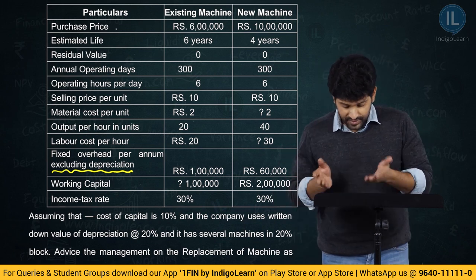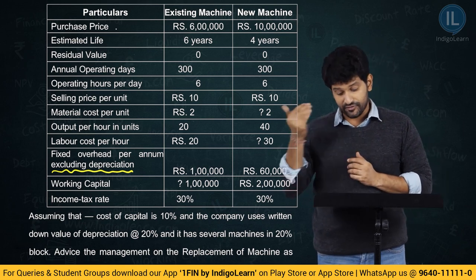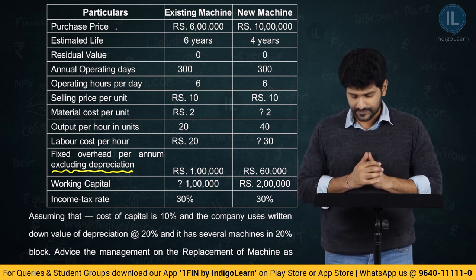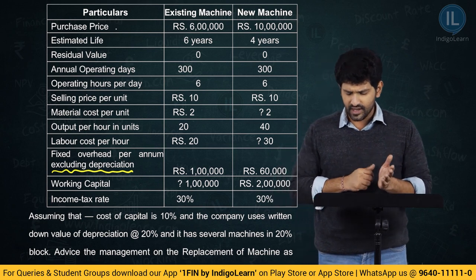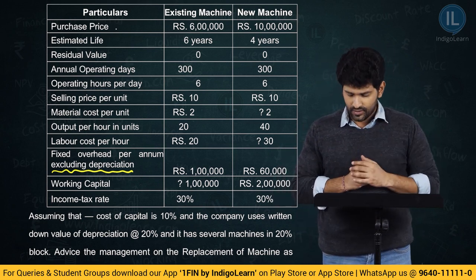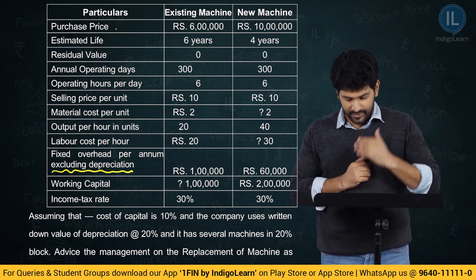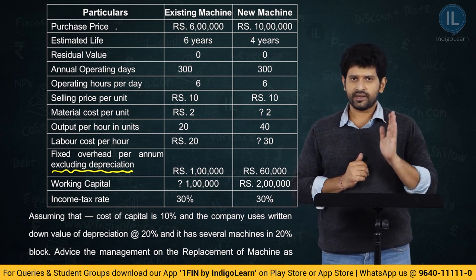The fixed overhead per annum excluding depreciation is 1 lakh in case of existing machine. In case of new machine, it is decreasing. That's good. Working capital 1 lakh and rupees 2 lakhs. There's an increase in working capital. What is the increase in working capital from 1 lakh to 2 lakh? Therefore, 2 lakh minus 1 lakh, 1 lakh, that is a net increase in working capital. Then income tax is 30%.